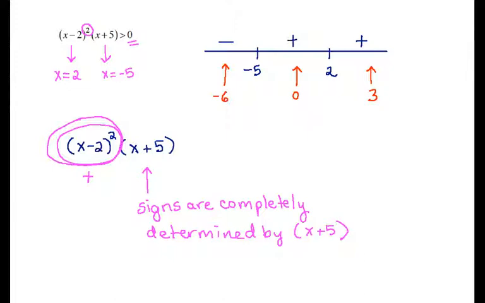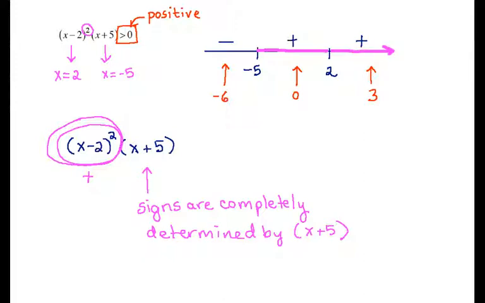So I am now ready to figure out which intervals are part of my solution. And for that, I'm going to look back at the inequality in its original state. This says greater than 0. Numbers that are greater than 0 are positive. And because of that, the intervals that I want to select here are the ones in which the polynomial is positive. So here's one, here's another.